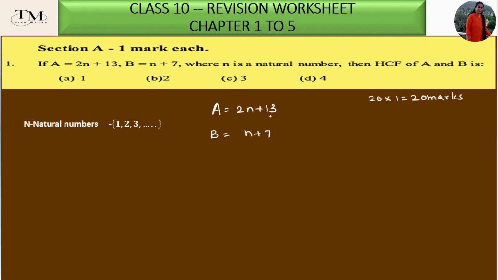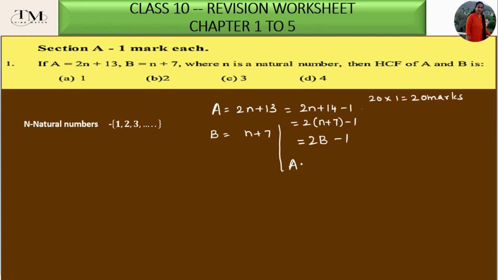Now I am going to write A as 2n plus 14 minus 1, because if I take 2 from this, it will become n plus 7. From the first 2 parts, I am going to take 2 outside. So it will become 2 into n plus 7, minus 1. So what is n plus 7? n plus 7 is nothing but B. So A is 2B minus 1.